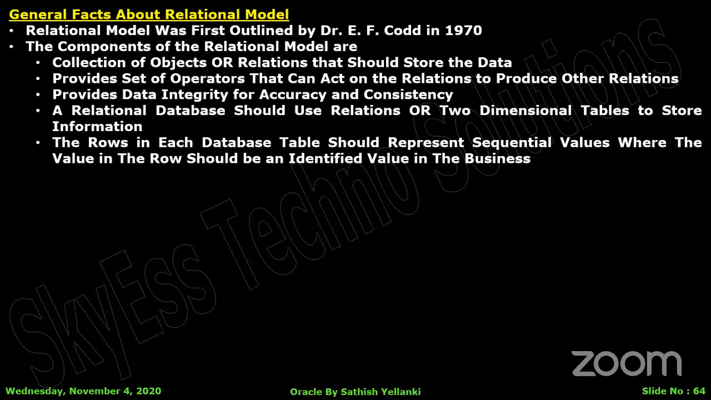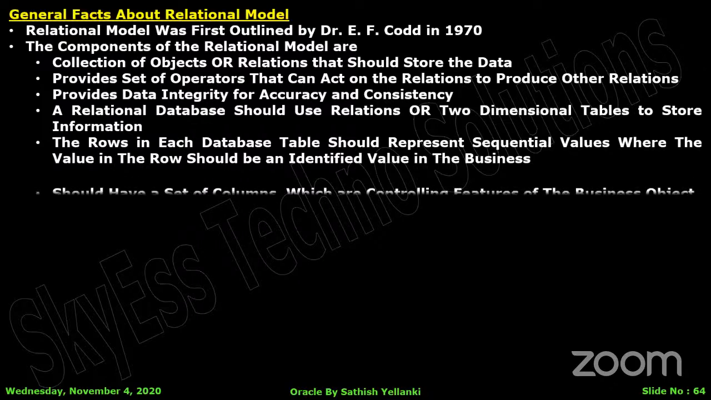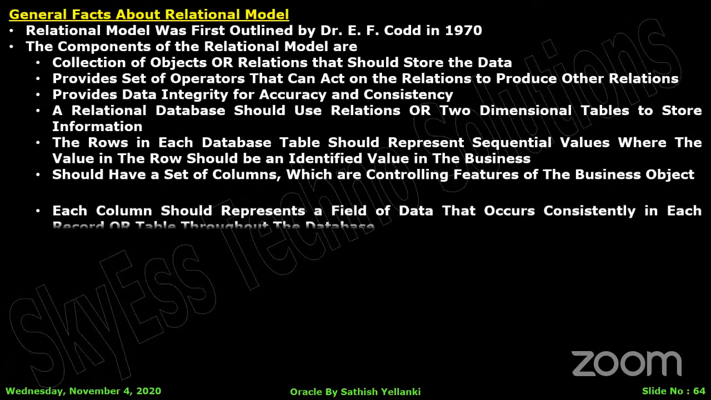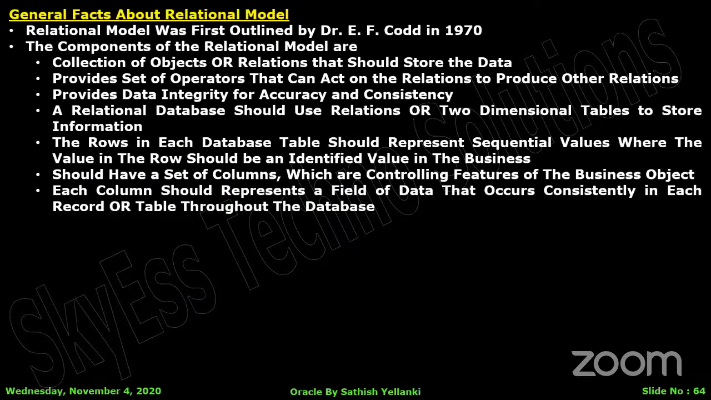Every value should represent definitely one identified criteria in the business. Be very, very clear about that. And every table will have a set of columns which are controlling features of the business object. These columns are describing your object with the properties with which it will exist.